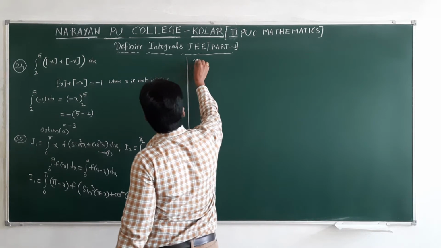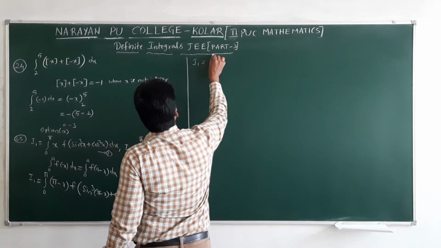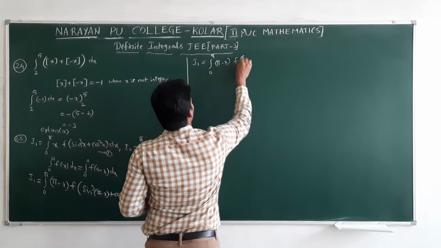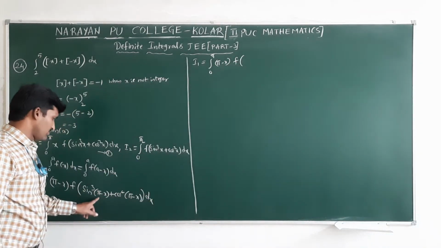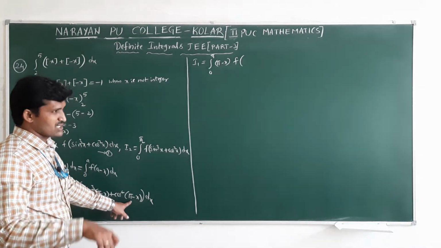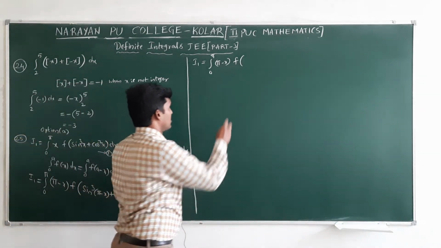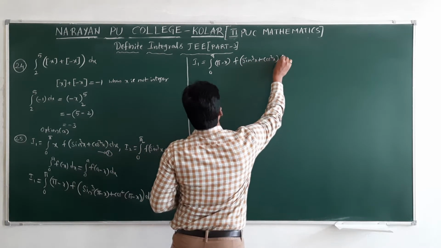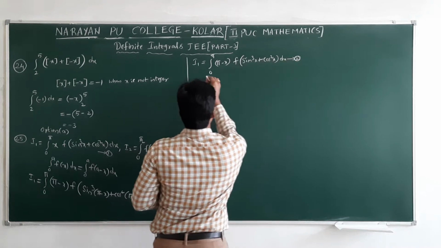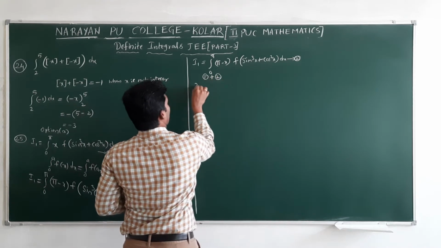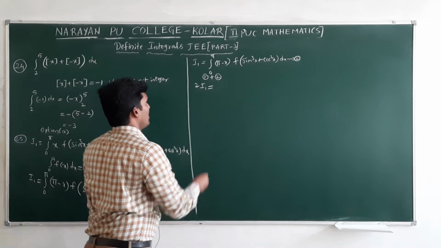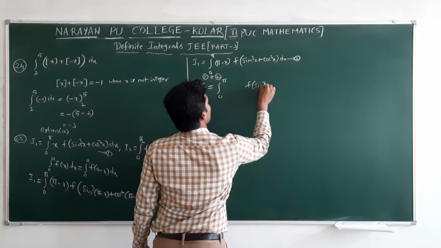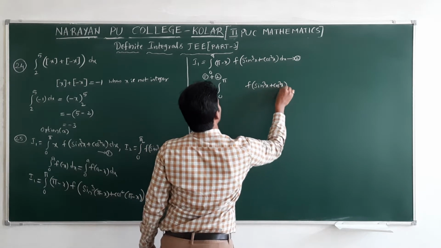So from this, I1 equals integral 0 to pi of pi minus x into f of sin cube x plus cos square x dx, because sin of 180 minus theta is sin theta only, and cos of 180 minus theta is minus cos theta, but the whole square is there, so that also gives a positive. This is the second equation. I'll add 1 and 2. Left side, I1 plus I1 is 2 I1. The integral limits are the same, and f of sin cube x plus cos square x is also the same.